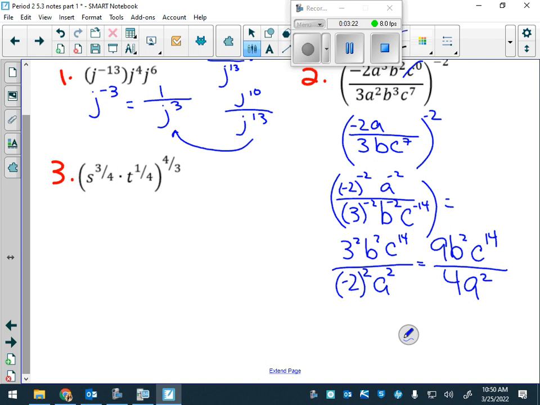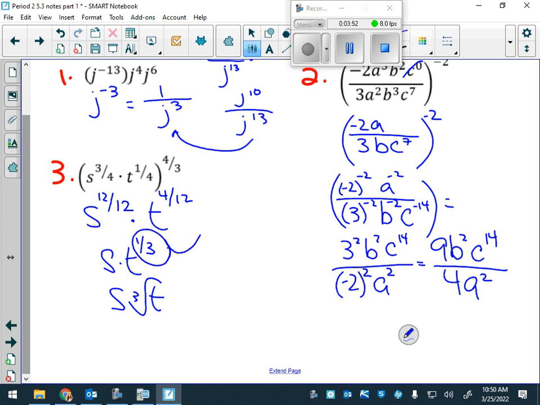So with this exponent on the outside, we are now multiplying. 3/4 times 4/3 is 12 over 12, which gives you S. Then 1/4 times 4/3 gives you T to the 4/12, which then is T to the 1/3. Some of you might have written it as S to the cube root of T, means the same thing. But again, if you're in rational exponent form, you want to keep it in rational exponent form. Just why do one more step? All right? Any questions on 1, 2, and 3?